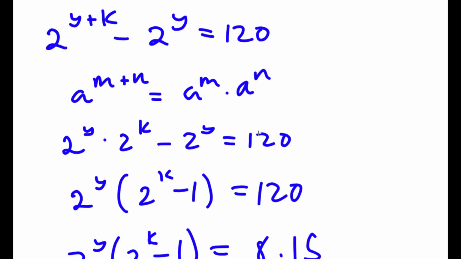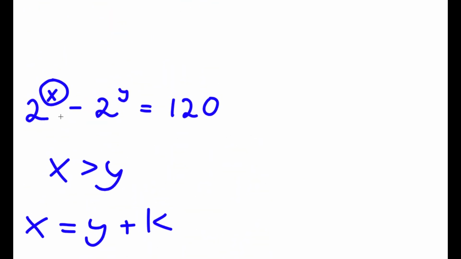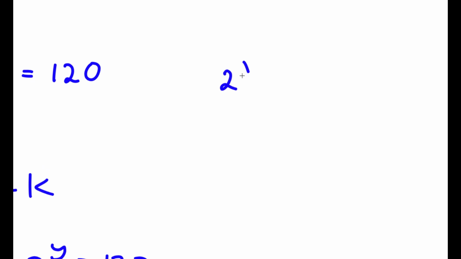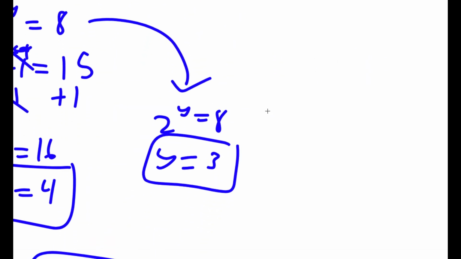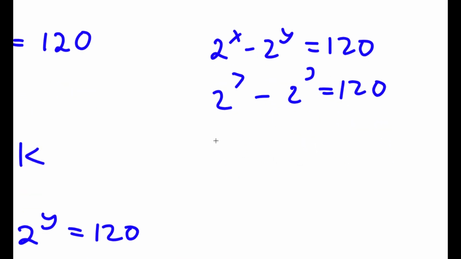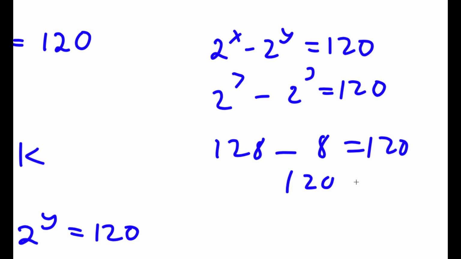So now to check, my original equation was 2^x minus 2^y equals 120. So we know that x is 7 and y is 3. 2^7 is 128, minus 2^3 is 8. So I get 120 is equal to 120.